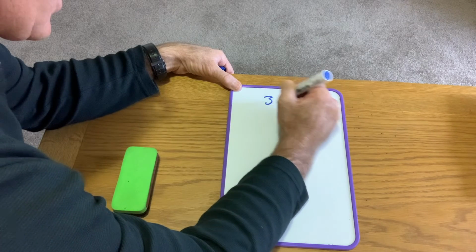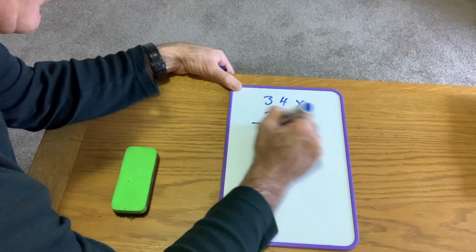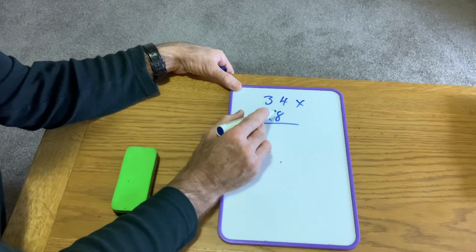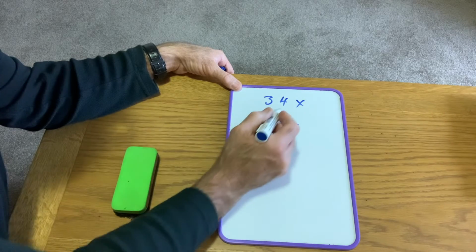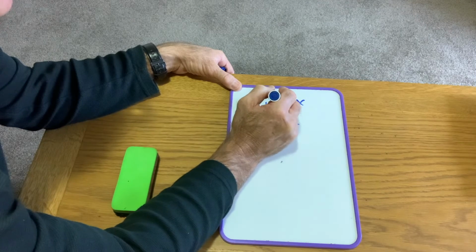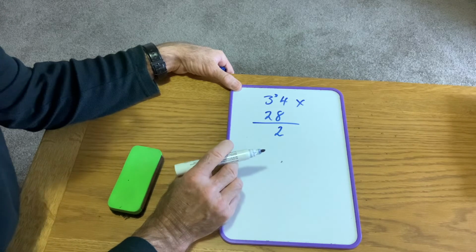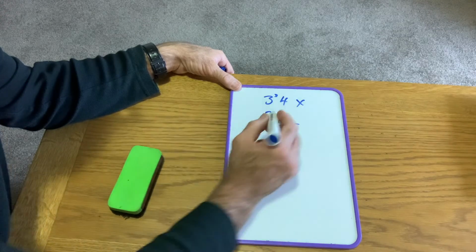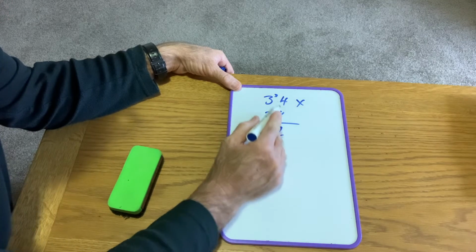Let's go 34 times 28. Random. Multiply by the ones first. We're just going to break it up and then bring it all back together. 8 times 4 is 32. 8 times 3 is 24, plus the other 3 10s that came over, 27. That's the answer to 8 times 34.